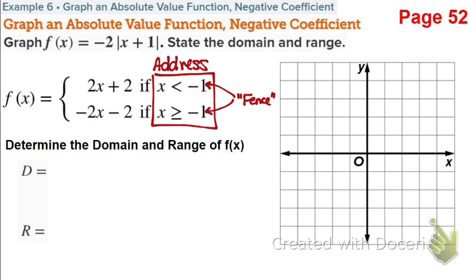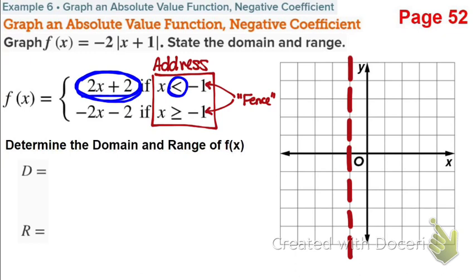Like this? We're always dividing up our yards this way. I'm going to put it at negative 1. That's over here. Which rule lives on which side of the fence? Where does this one live? On the left. How do you know? Less than. So that tells me left.